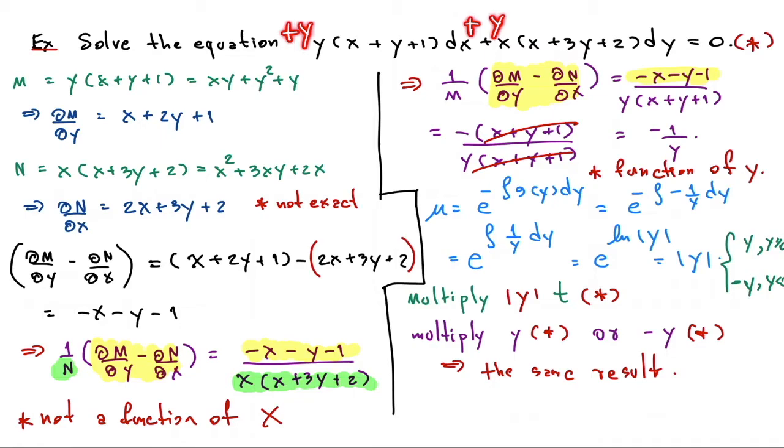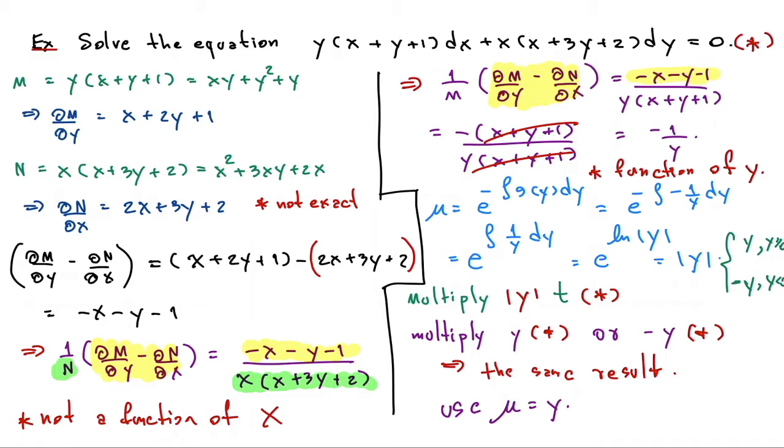So even if the integrating factor is absolute y, which can be y or minus y, it doesn't really matter, because if you multiply y to the star, you get y and y. If you multiply minus y to star, you get minus y. But you can multiply the whole equation by minus 1 and it changes to y again. So they are the same. So we can just use mu equals y.